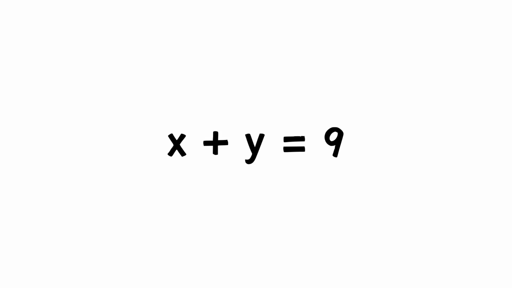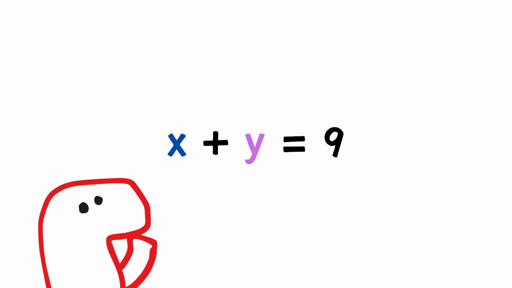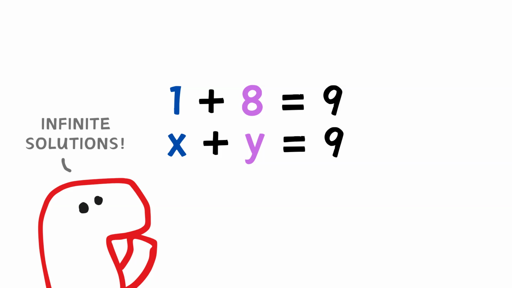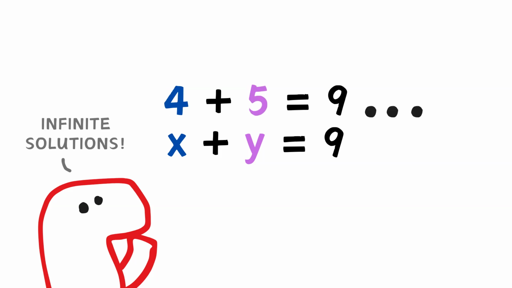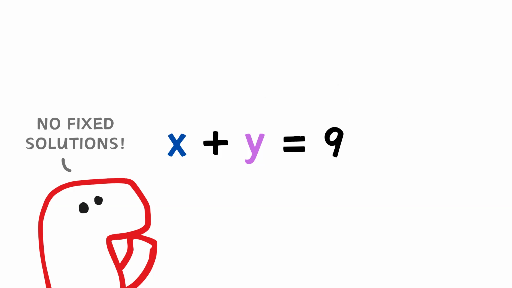We are given an equation that has two variables, x and y. Are we able to find the values of these variables? If we think about it, there are infinite solutions for x and y. 1 and 8, 2 and 7, 3 and 6, and so on. So, if we are only given this equation, there are no fixed values for x and y.